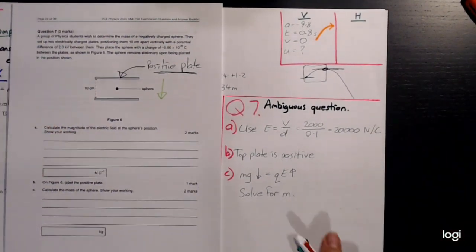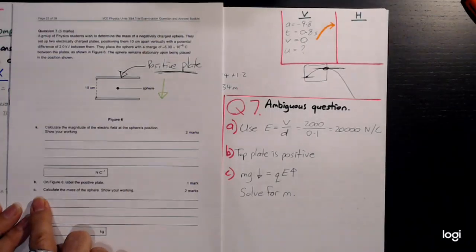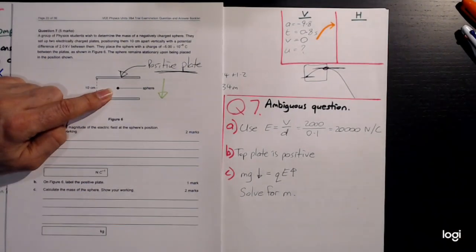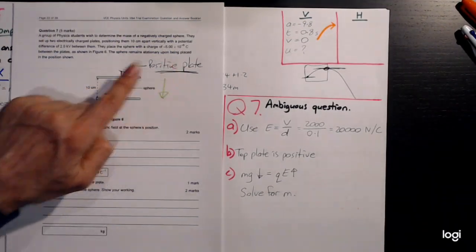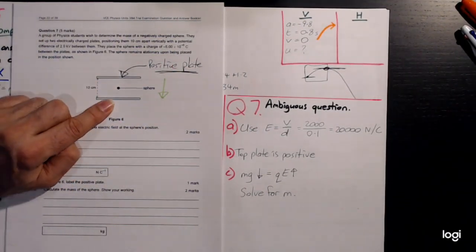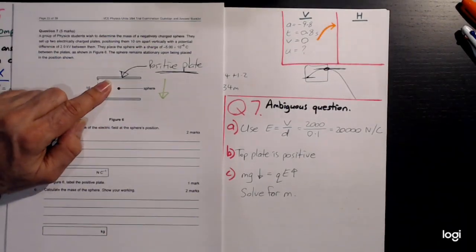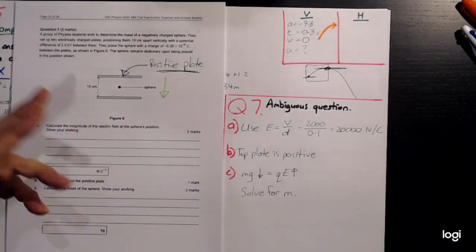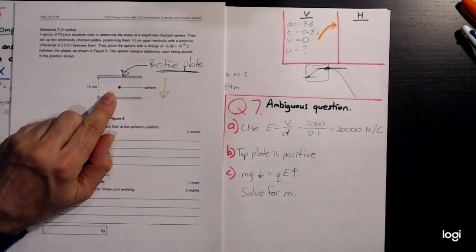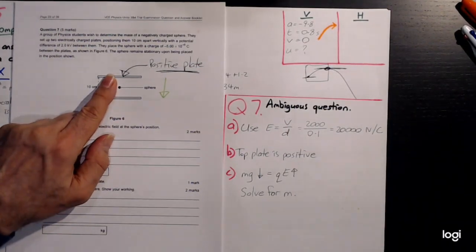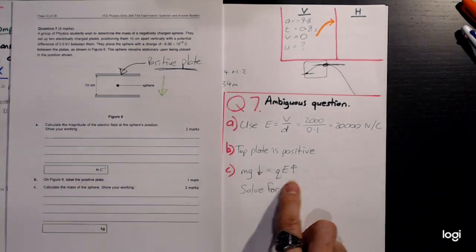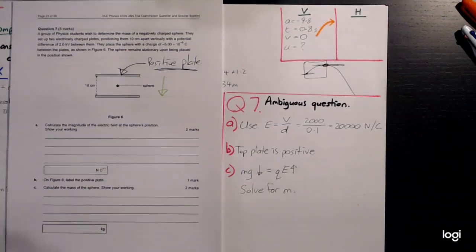Make it really clear. Calculate the mass of the sphere. Show your working. Because it's suspended there, it remains stationary upon being placed in the position. It doesn't fall, it doesn't rise. That means, of course, the weight pulling it down is equal in magnitude to the electrical force pulling it up. And they're the two formulas, mg, qE. They must be equal. Solve it for m. Pretty straightforward.